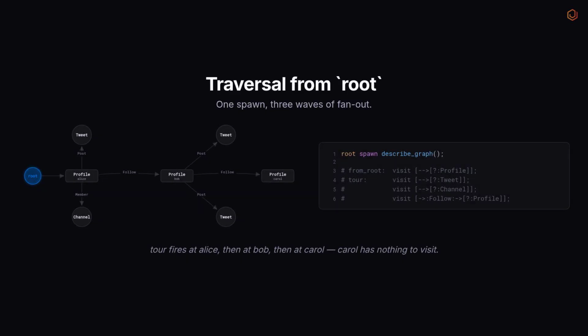Now spawn describe graph from root. Wave 1, from _root schedules a visit to profiles connected to root, just Alice. Wave 2, tour fires at Alice and schedules 3 visits, her tweet, her channel, and Bob via the follow edge. Wave 3, tour fires at Bob and schedules his tweets and Carol. Carol has nothing to visit, so the traversal ends there. 3 waves, 7 nodes touched, no duplicates.